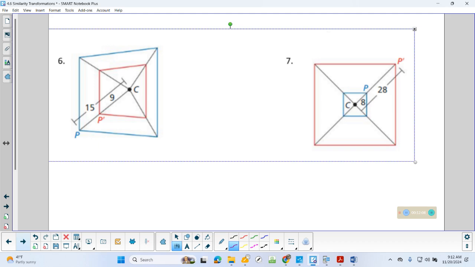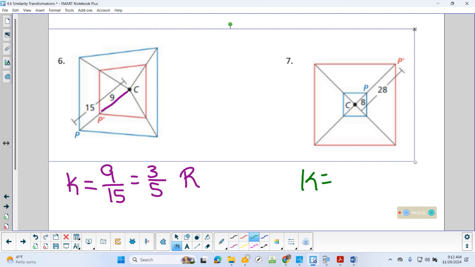Same question. 15 over 9 or 9 over 15? 9 over 15, to the prime first. Reduce that for me. What's 9 over 15? 3/5. Enlargement or reduction? Reduction.